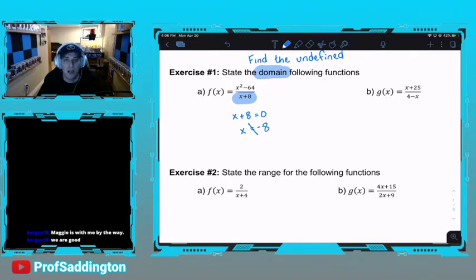Okay? However, they're not asking for the undefined, they're asking for the domain. So now all we have to do is write it inside what we called set builder notation, which we did with squiggly brackets. So I'm going to make my squiggly bracket. And since we're looking for the domain, it's all of the x values. And then we did a vertical line that represents "but." So it's all the x values, but x cannot equal -8. And that is a proper representation of the domain for part A.